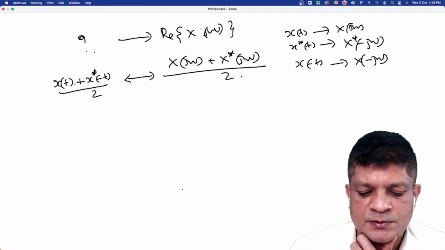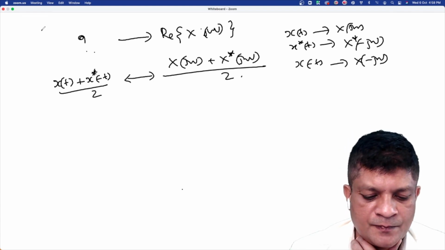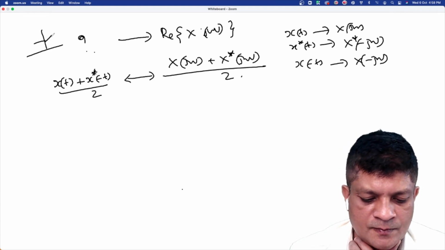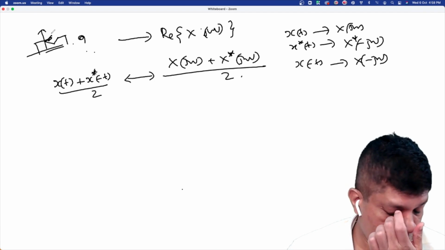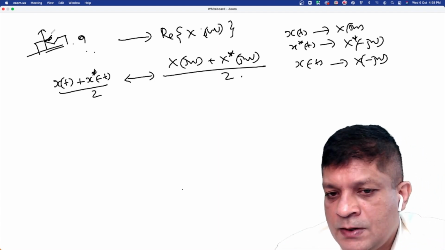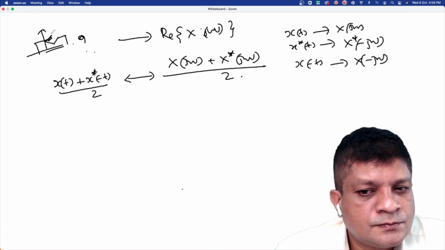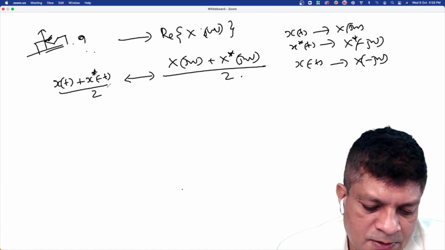Yes. Now, what type of signal is this? Xt is given. This is xt. Oh, sorry, this one, isn't it? This is xt. Is it a real valued signal? Is xt a real valued signal? Yes, sir.